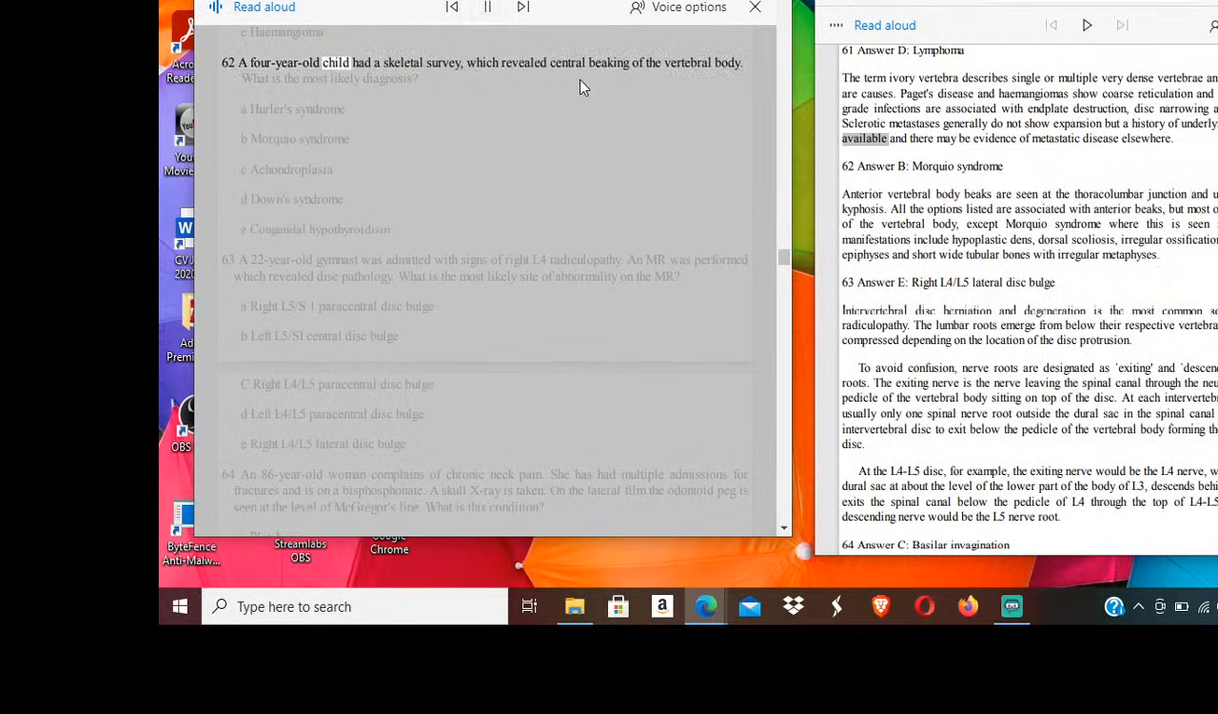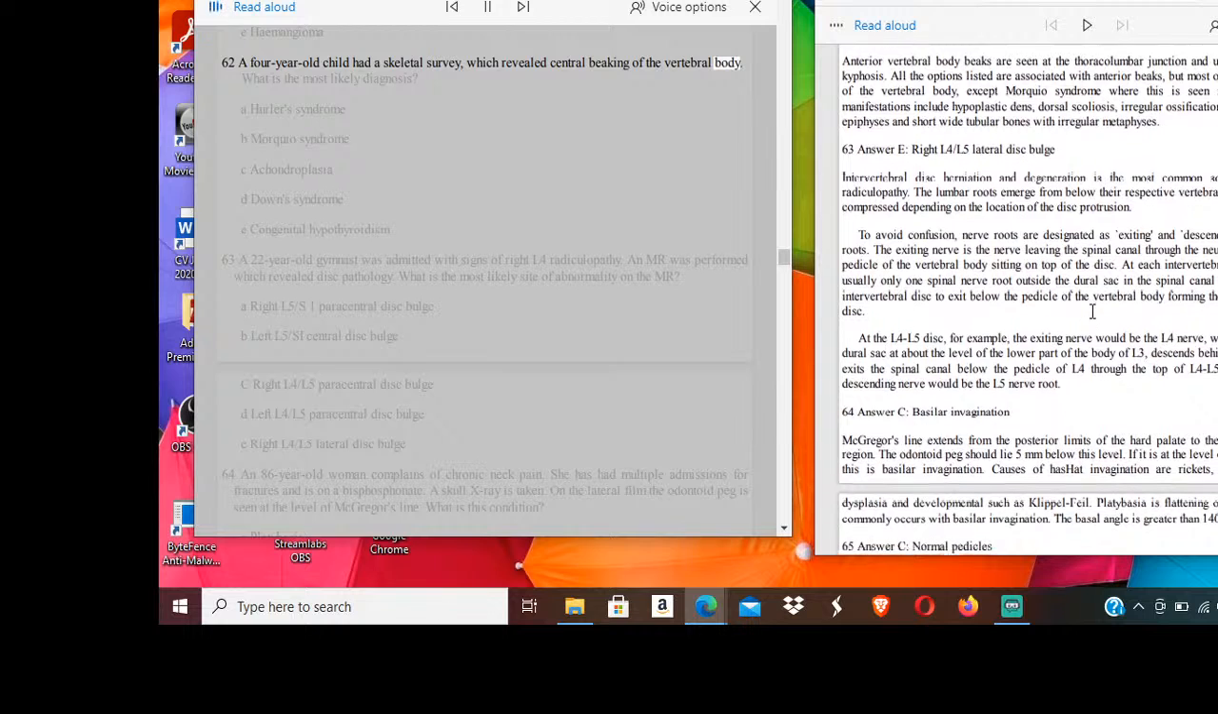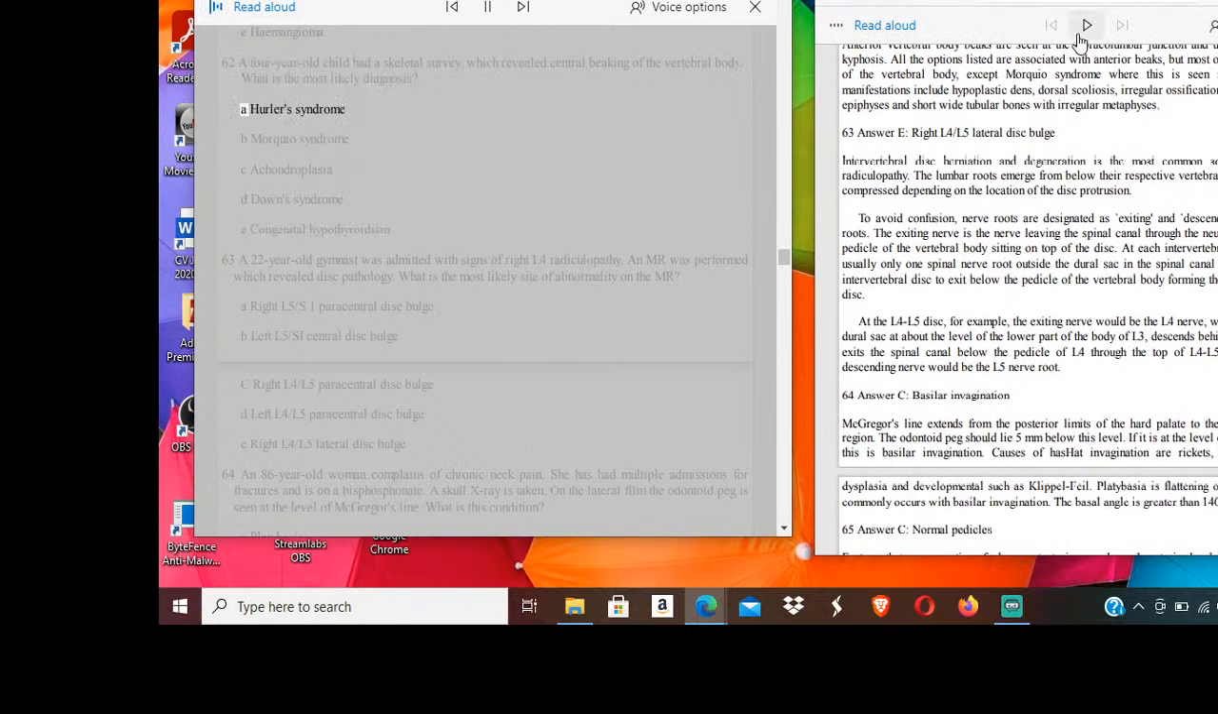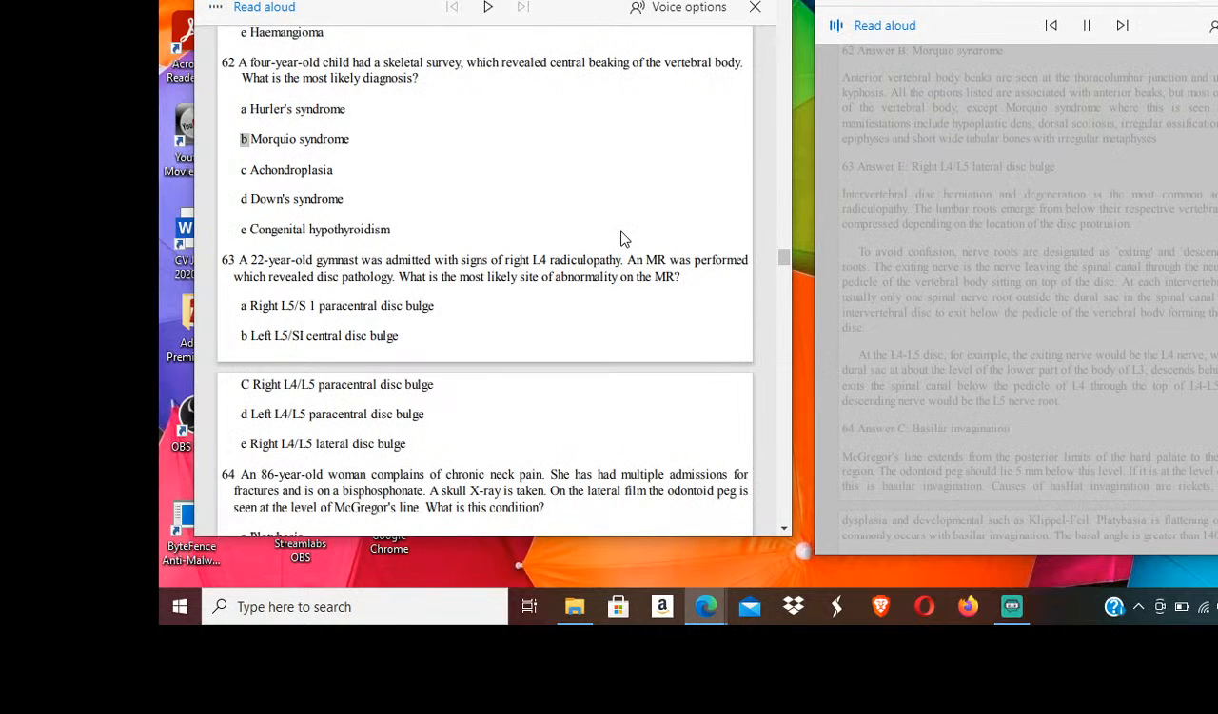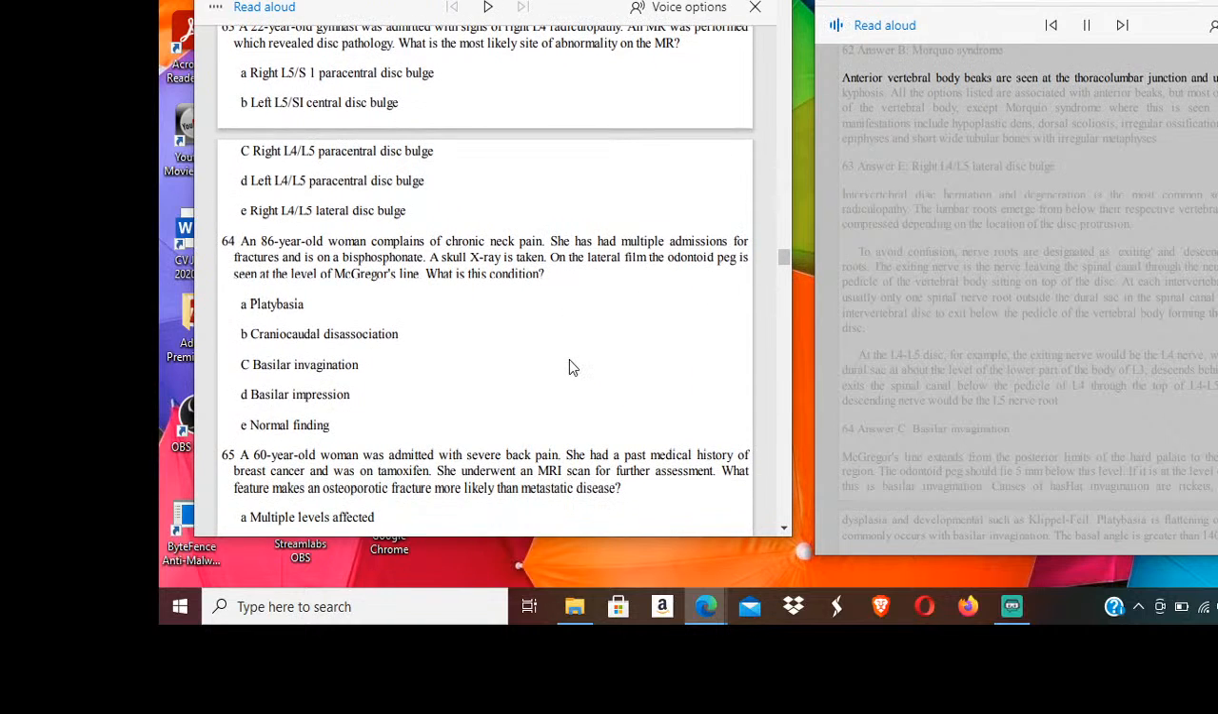Hemangioma. 62. A 4-year-old child had a skeletal survey, which revealed central beaking of the vertebral body. What is the most likely diagnosis? A. Hurler syndrome. B. Morquio syndrome. 62. Answer B. Morquio syndrome. Anterior vertebral body beaks are seen at the thoracolumbar junction and usually associated with kyphosis.